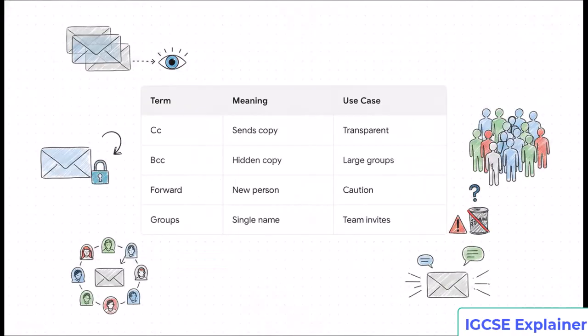To make these mechanics perfectly clear, let's break down how we route our information. CC simply sends a copy to interested parties, but keep in mind, everyone can see everyone else. BCC, on the other hand, sends a copy invisibly, offering much-needed privacy for large groups. Forwarding passes a message to a totally new person, but again, use caution regarding spam and copyright. And email groups streamline your team communications into one easy click.